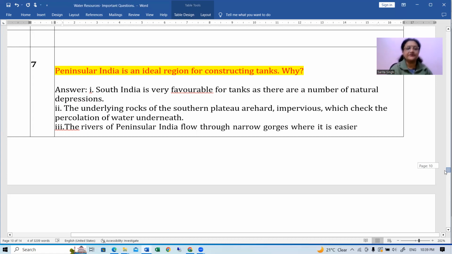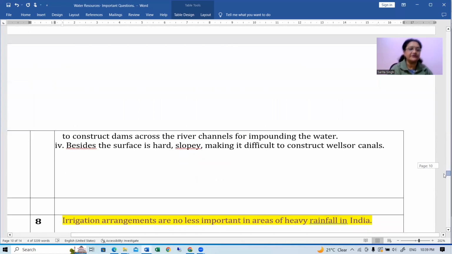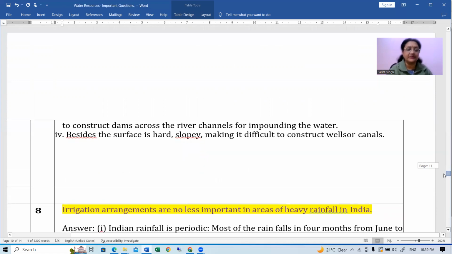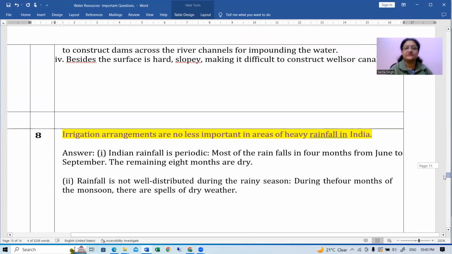Then next is rivers of peninsular India flow through narrow gorges where it is quite easy to construct dams across the river channels for impounding the water. Next, besides, the surface is hard and sloping, making it difficult to construct wells or canals, because that entire area has a rocky surface. So we cannot develop any other means of irrigation. So that is why tank irrigation is considered the best means of irrigation.